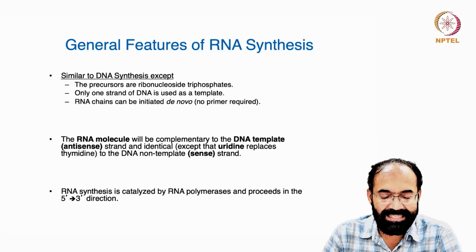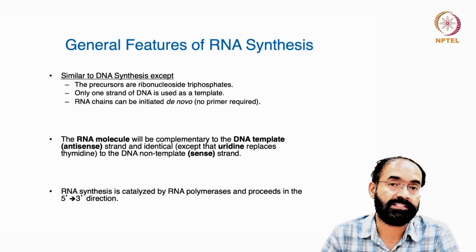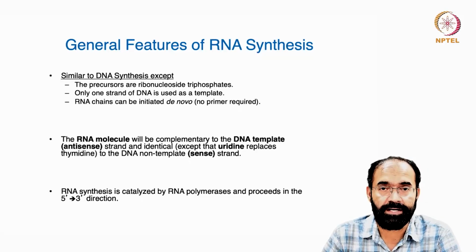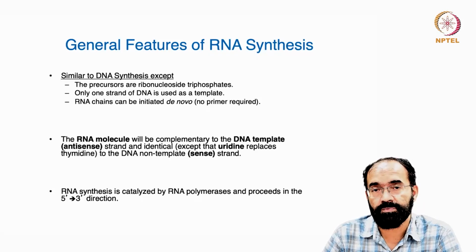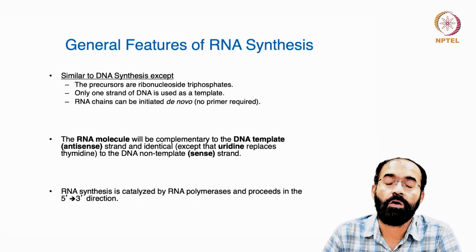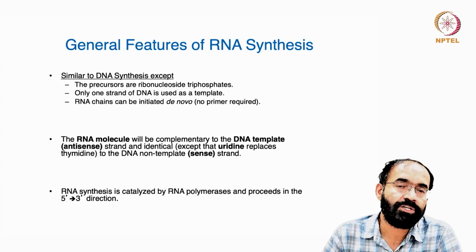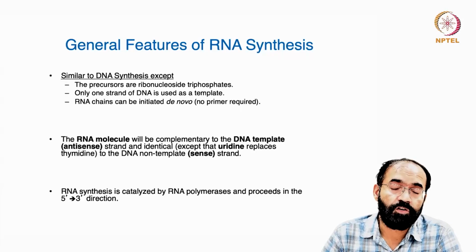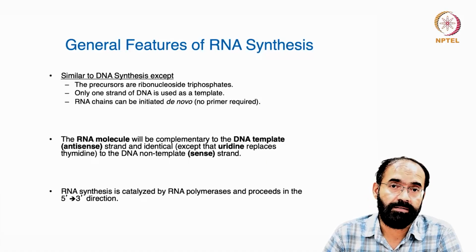So RNA synthesis is catalyzed by an RNA polymerase, and it proceeds only in one direction, 5' to 3'. Like you know, the ribose sugar has 5 carbon atoms, and carbon number 3 and carbon number 5 are important in forming the phosphodiester backbone. The 5' end always has a phosphate group, and the 3' end always has a hydroxyl group. So when two nucleotides come together, the 5' phosphate participates in phosphodiester bond formation with the 3' OH of another nucleotide's ribose sugar.